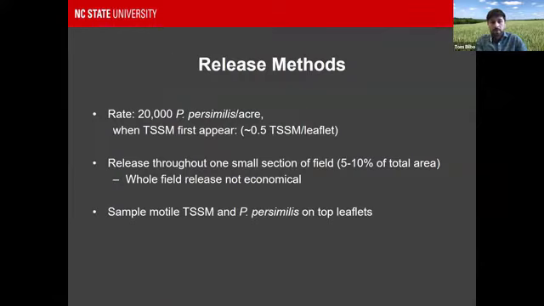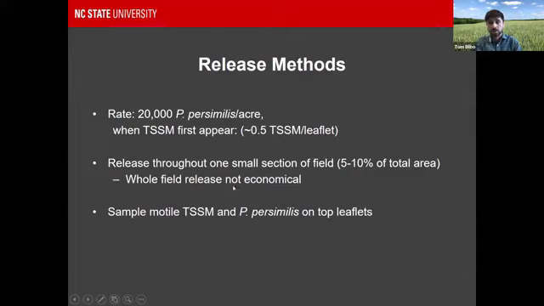Through a number of trial and error throughout the last previous years, we've found out what works pretty well: we'll release Persimilis at a rate of 20,000 per acre. We'll do those when the spider mites first enter and show up in the fields. As soon as you see them there, they have to have food in the field or else they'll just disperse away. We would do this in a small section of the field, about 5 or 10%.